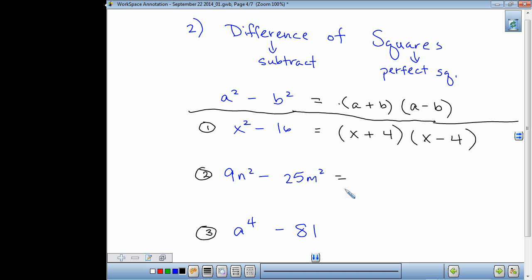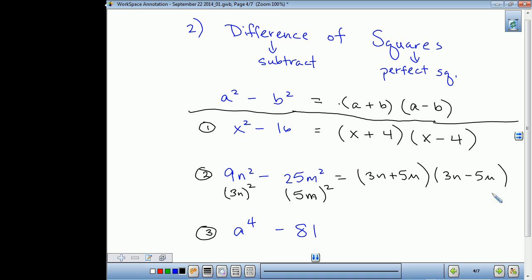Do you think you could do number 2? Let's take a look at what we have here. Is the first term a perfect square? Yes. What am I squaring here? 3n. Is the second term a perfect square? Yes. What am I squaring? 5m. So it becomes 3n plus 5m times 3n minus 5m.